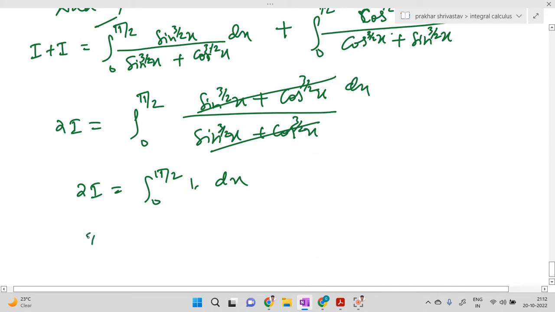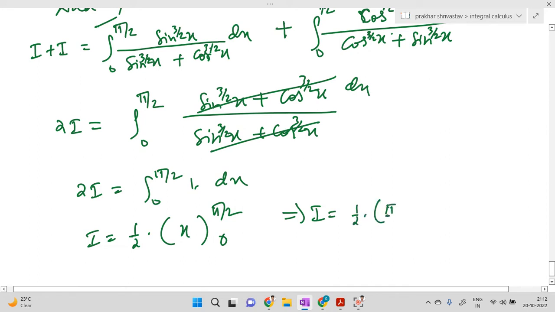So it becomes I equals 1 by 2 times x, limits 0 to pi by 2. So I equals half into pi by 2 minus 0. The answer is pi by 4.